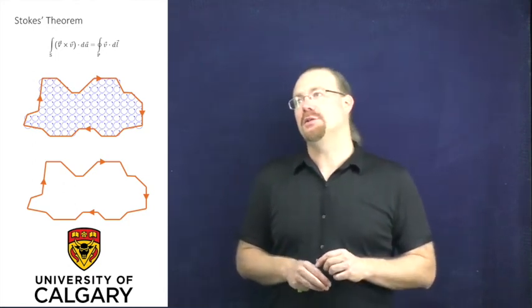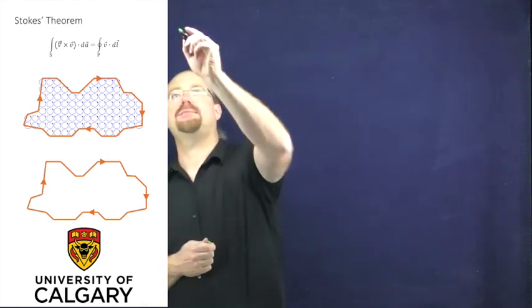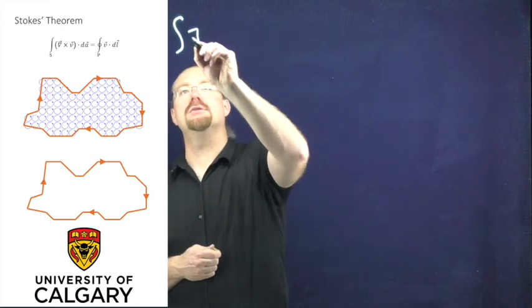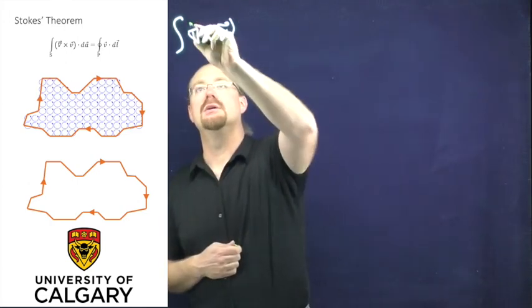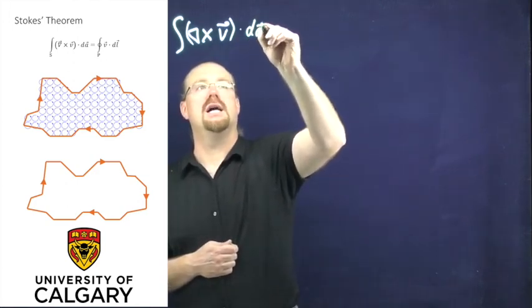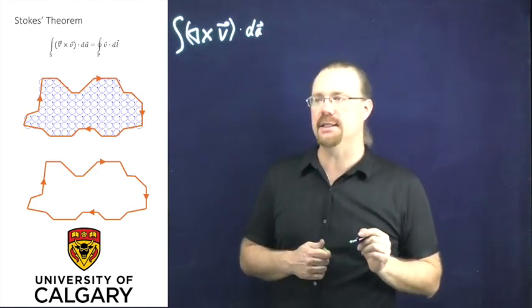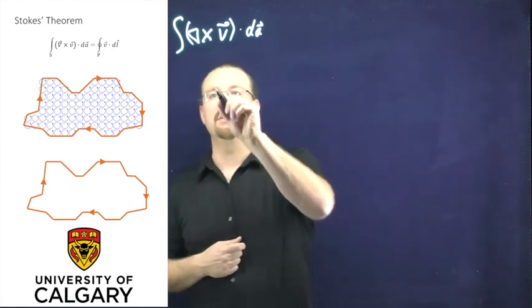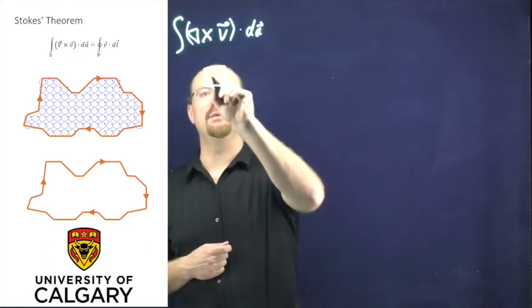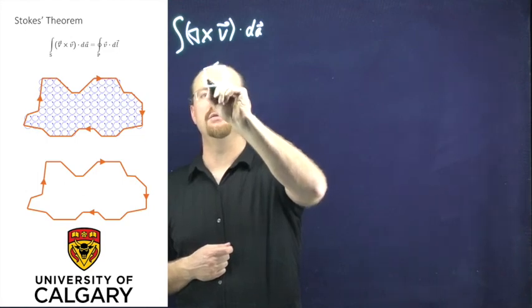So when we have Stokes theorem, what we have is the integral of the curl of some vector field dotted with a little tiny infinitesimal area dA. Now curl is the amount that goes around. So because it's the amount that goes around, we look at the amount that's going around on this vector field.